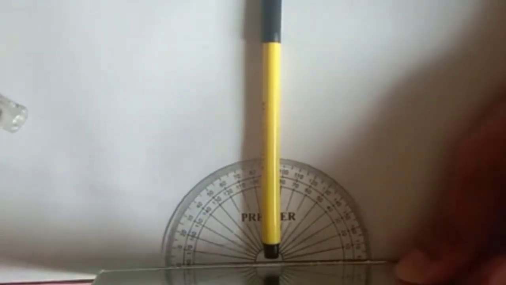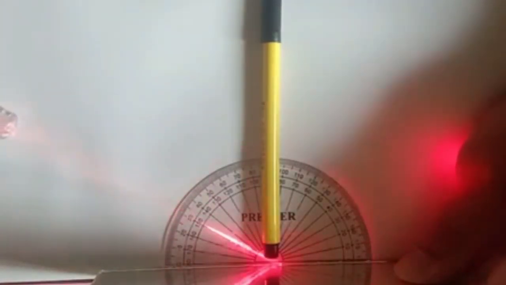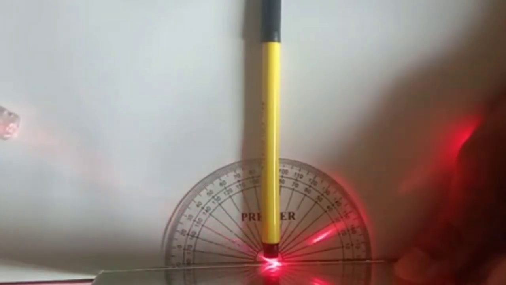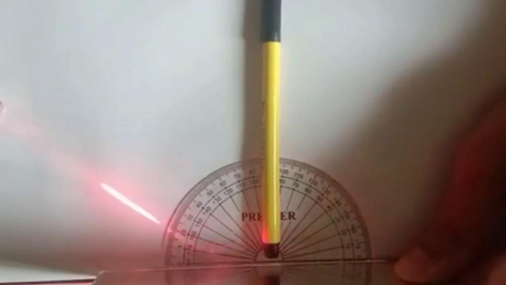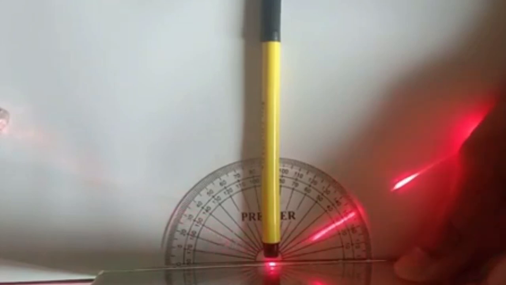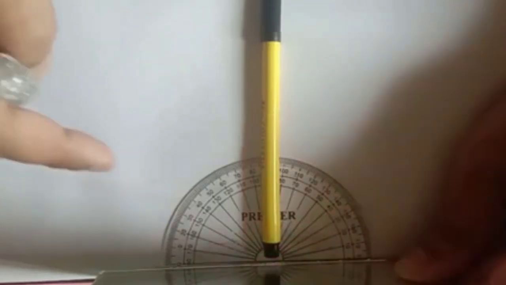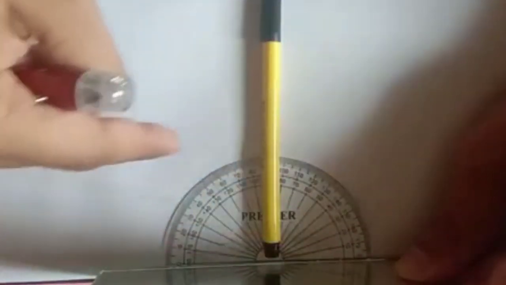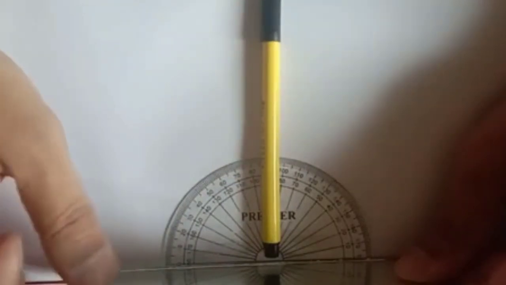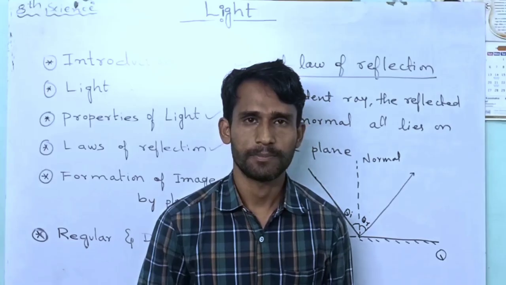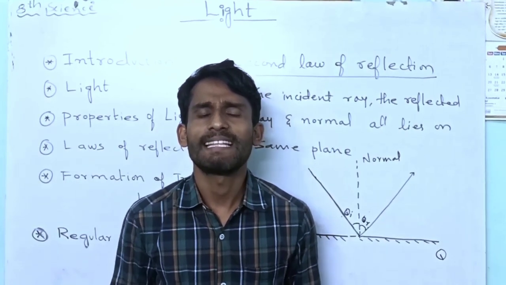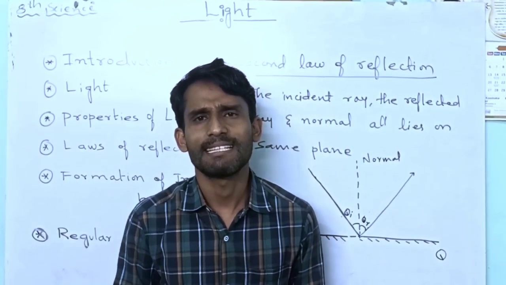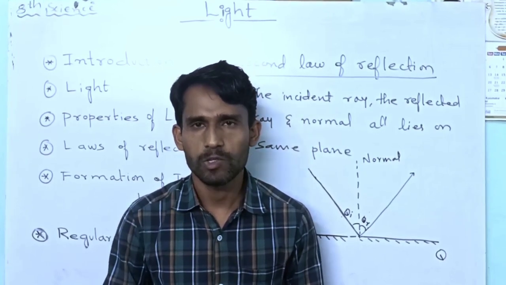Have a look at it once again. I am passing the incident ray from 30 degree. It strikes exactly the point that we decided. And there you see, it passes from the 30 degree mark only. So that means the reflected ray is on the other side of the normal, and the angle of incidence and angle of reflection are the same. So hopefully guys, you have understood. Dear student, these two laws of reflection are applicable for all surfaces, including spherical surfaces also.